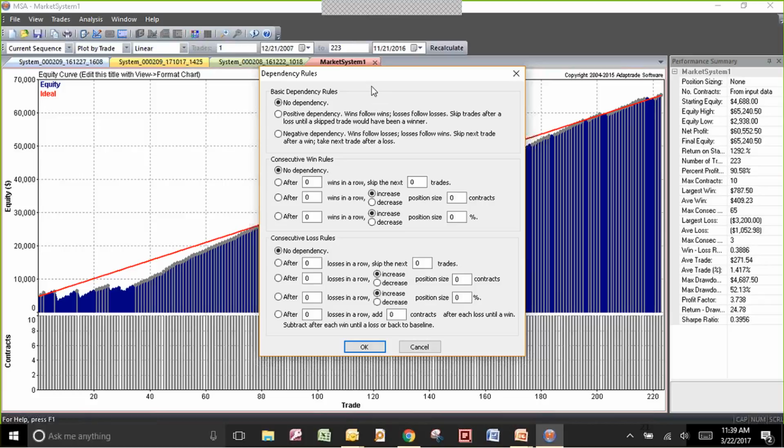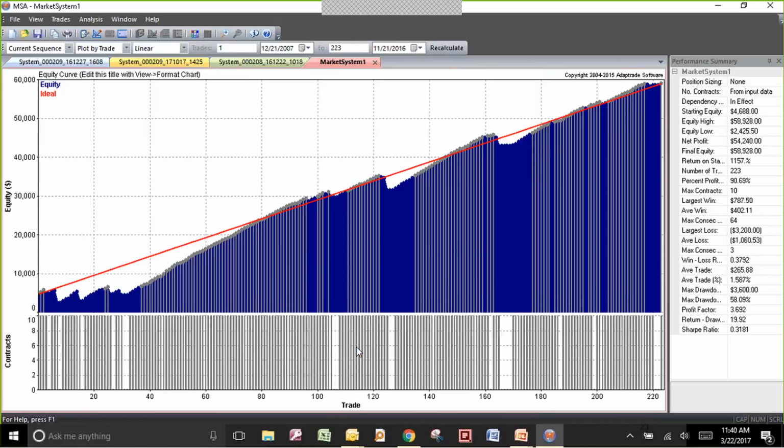dependency rules where you can come in and you can say things like, well, it looks like winners follow winners, and maybe in some cases losses follow losses. So you can play with things. We could even play with this for a second. We could say, okay, after one loss, let's skip the next trade. Because we see here that quite often, maybe there's 2 or more losses in a row. So you can say like that, and so it just automatically adjusted, and you can see whether that helped or hurt your net profit. So our net profit is now 54,000.